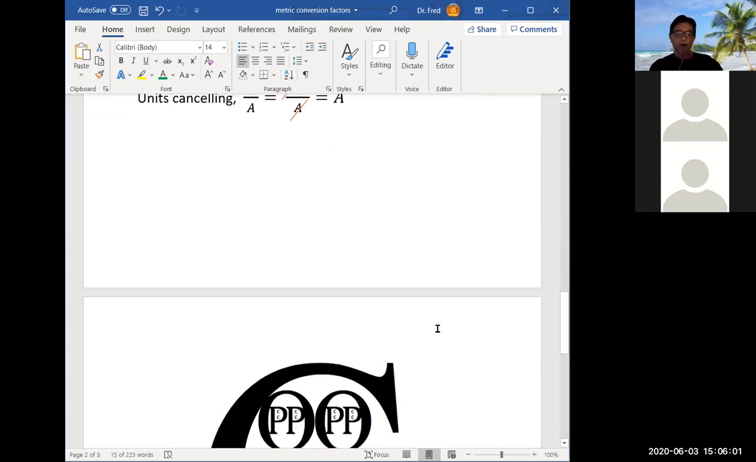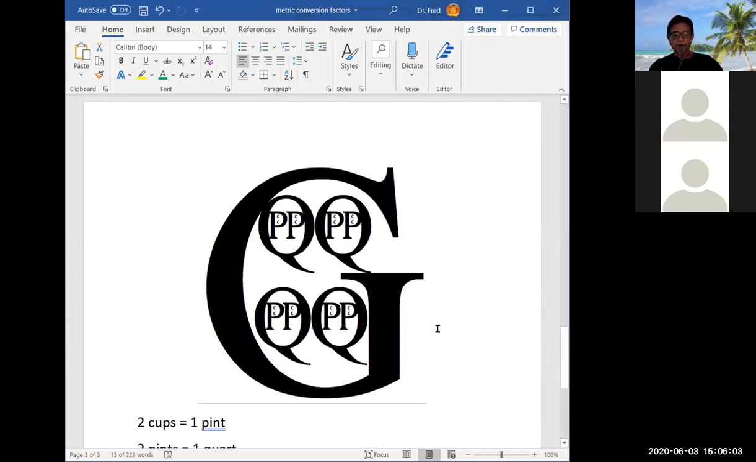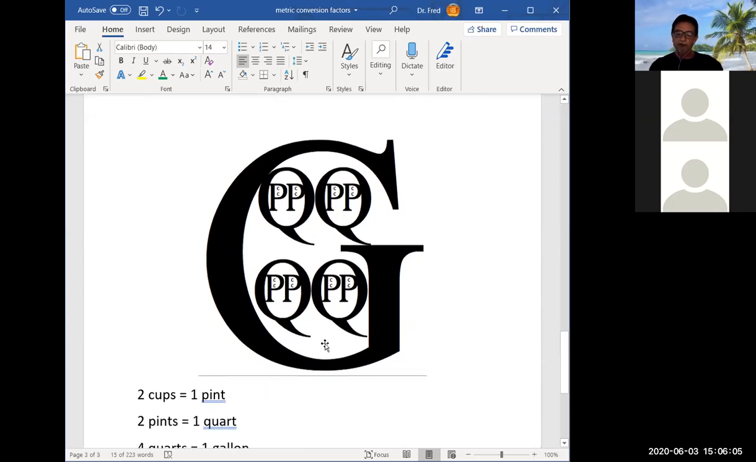Okay, so, oh, and then I got this little image for you with respect to the English units, because cups and pints can be a little bit confusing. But if you look at the big G here, that's the gallon, okay? Now, how many Q's do you see within the big G? 4. So there's 4 quarts to 1 gallon.